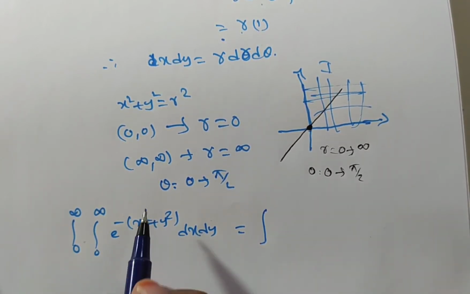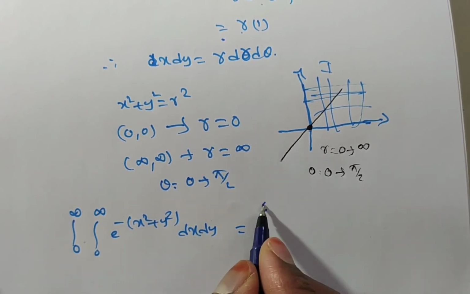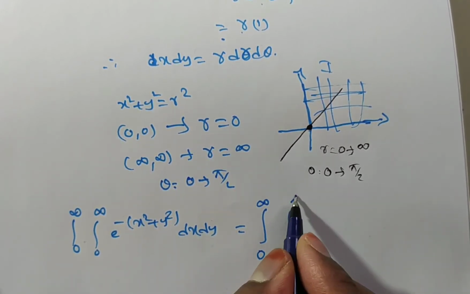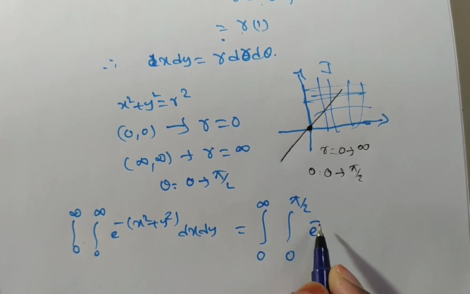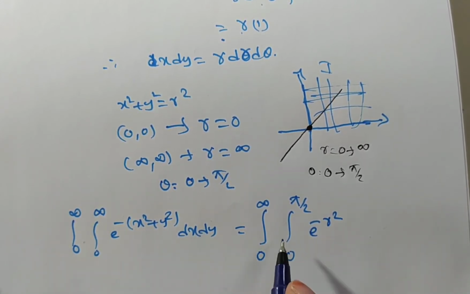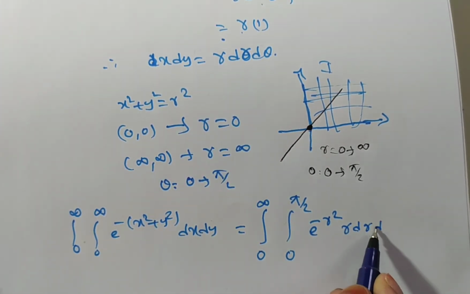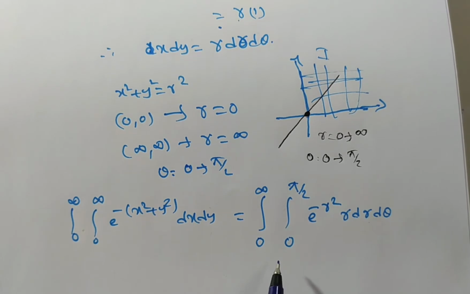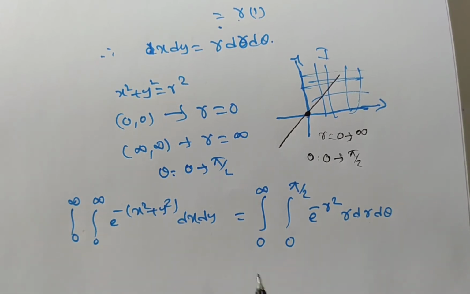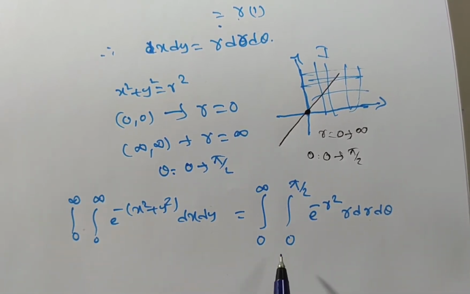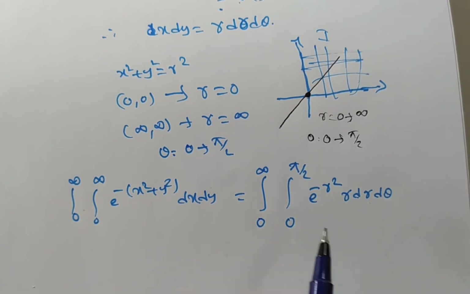Now the change of variables is nothing but r is from 0 to infinite. Next, theta is from 0 to pi by 2. E to the power of minus of x square plus y square is nothing but e to the power of minus r square. And dx dy is r dr d theta. Friends, here you observe the integrand is in terms of r alone, and the limits of r are 0 to infinite and the theta limits are 0 to pi by 2. In this case both the limits are independent, so you can do integration irrespective of order.